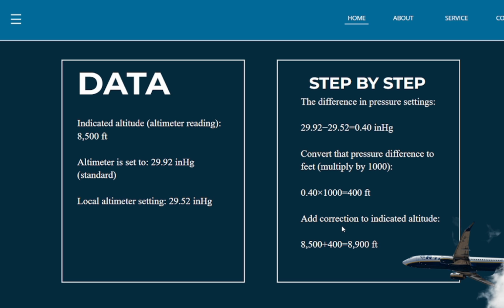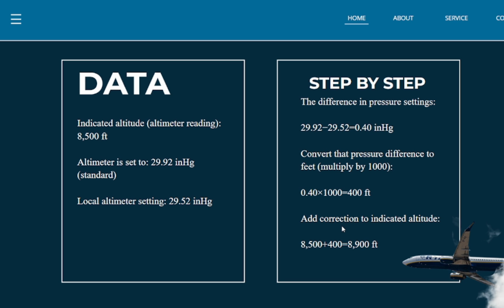Let's go ahead and reframe the problem. We're at 8,500 feet indicated. Remember, indicated with the altimeter set to standard 29.92 inches of mercury. The local altimeter from the ATIS is 29.52 inches of mercury. This tells us the local atmospheric pressure is lower than standard. Before even calculating, you should predict: will pressure altitude be higher or lower than indicated? Since the local pressure is lower, we expect our pressure altitude to be higher.